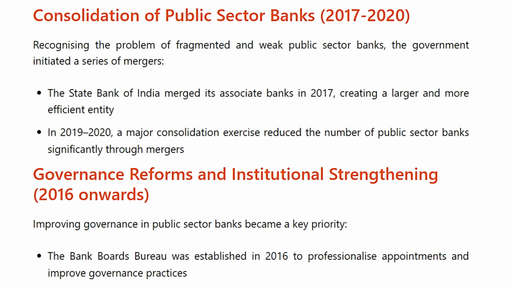Consolidation of public sector banks, 2017 to 2020. Recognizing the problem of fragmented and weak public sector banks, the government initiated a series of mergers. The State Bank of India merged its associate banks in 2017, creating a larger and more efficient entity. In 2019 to 2020, a major consolidation exercise reduced the number of public sector banks significantly through mergers.